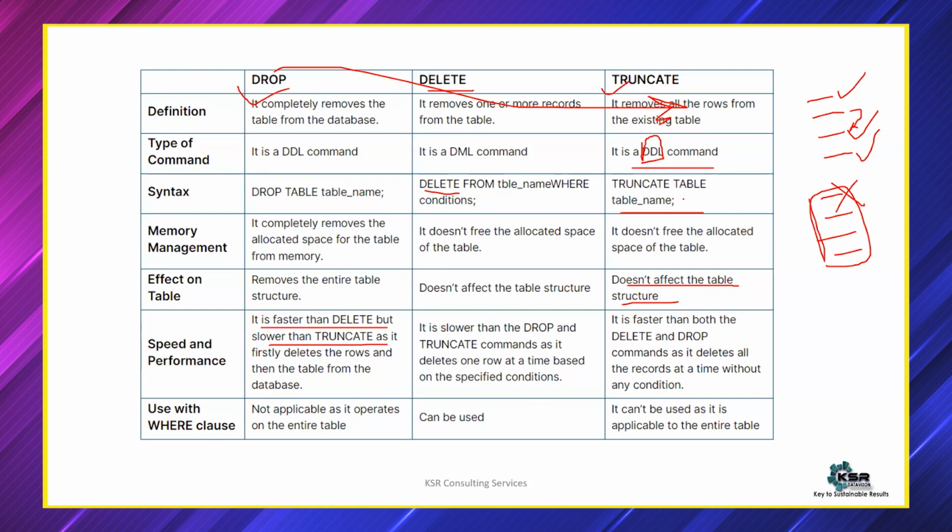And truncate is deleting records, but it is not a DML command. It is a data definition language, a DDL command. It is faster than both drop and delete. So how the scenario flows is, truncate is the fastest. After truncate, it is drop. And after drop, it is delete.